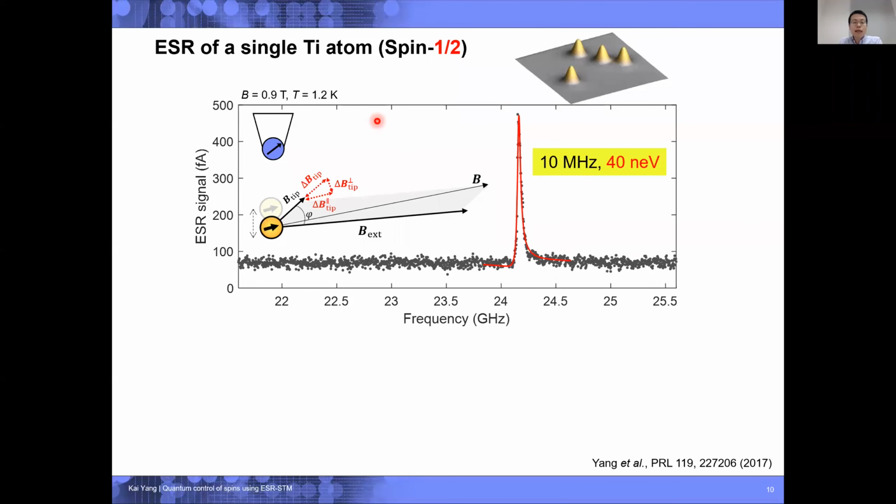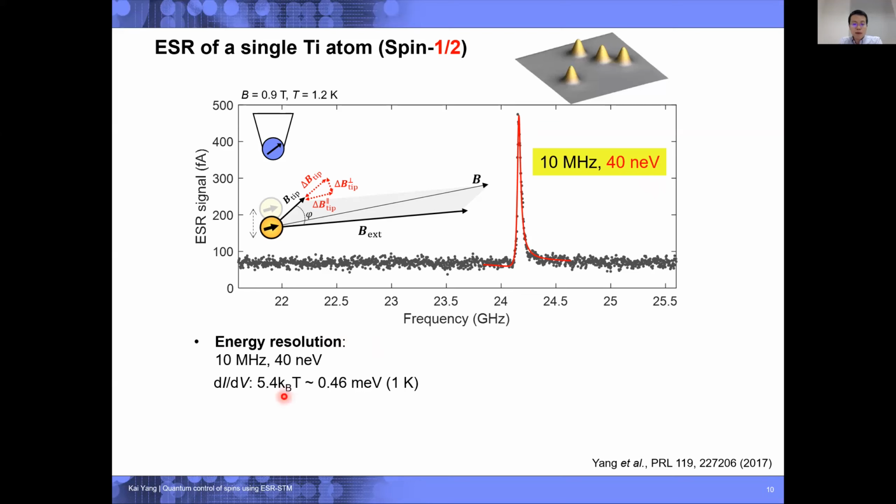Okay, so once we get this flat background, we can measure the ESR spectrum of a single atom, such as a spin-1/2 titanium atom. Here is the frequency, and the y-axis is the ESR signal, which is basically the tunneling current measured by the lock-in amplifier. This is the ESR peak, and the typical line width of the peak is about 10 megahertz. This corresponds to an energy scale of 14 neV.